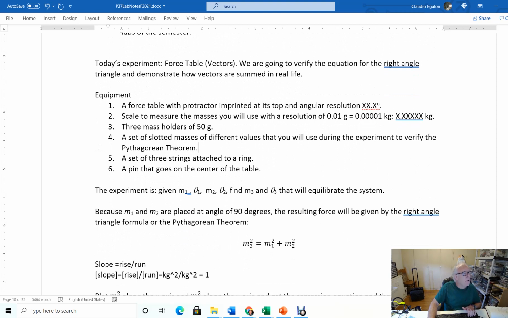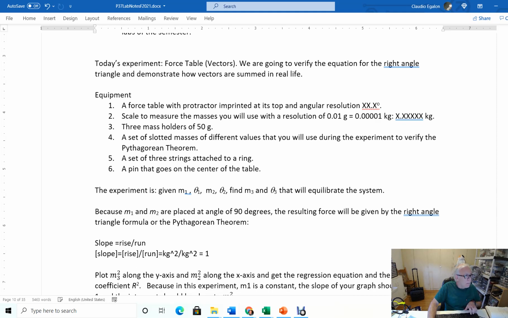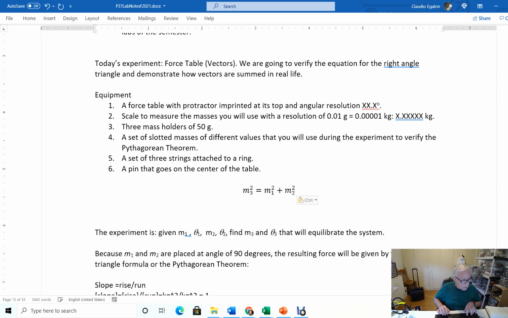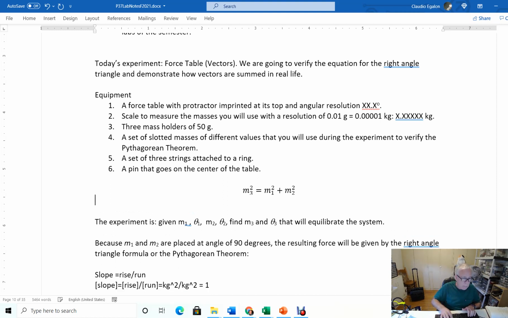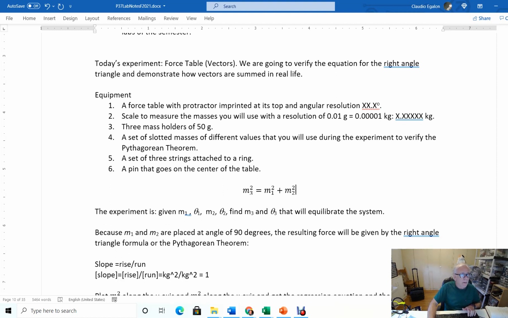Let me just review what the Pythagorean theorem is all about. The Pythagorean theorem tells you that if you have a right angle triangle with a hypotenuse of length m3, and the other sides m1 and m2, they are related to each other according to this relation: the square of the hypotenuse is equal to the sum of the squares of the sides of the triangle. That's what the relation is all about.